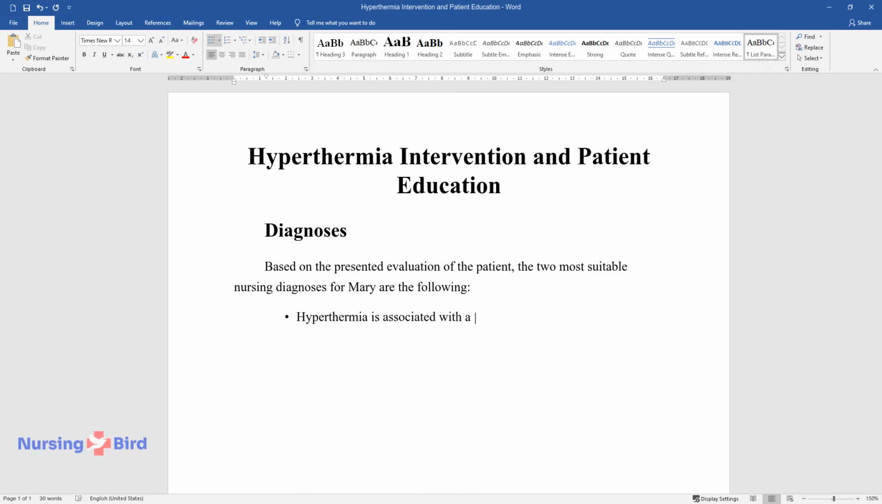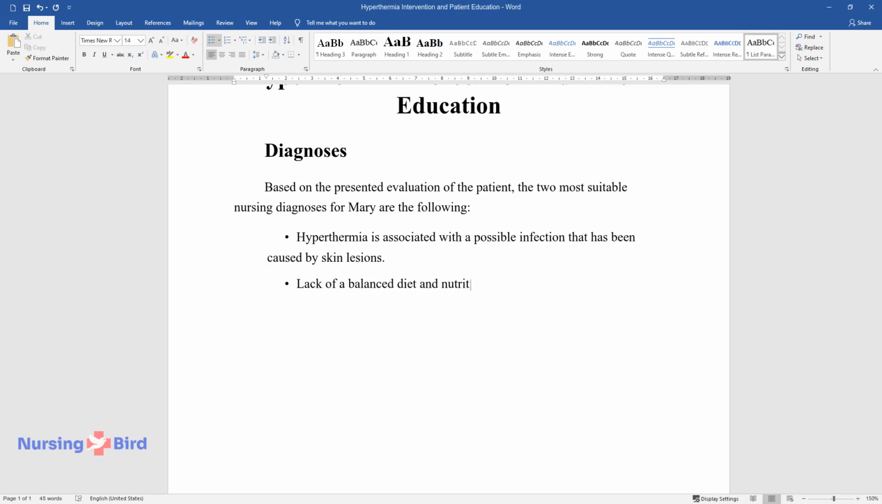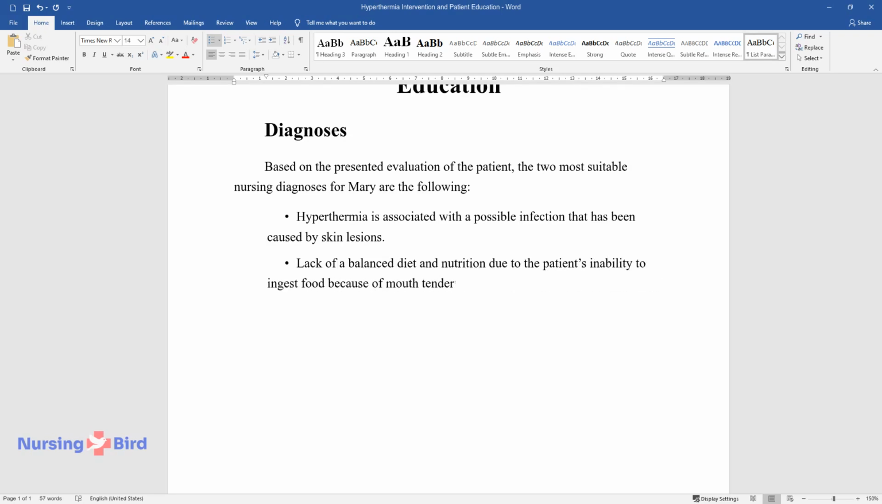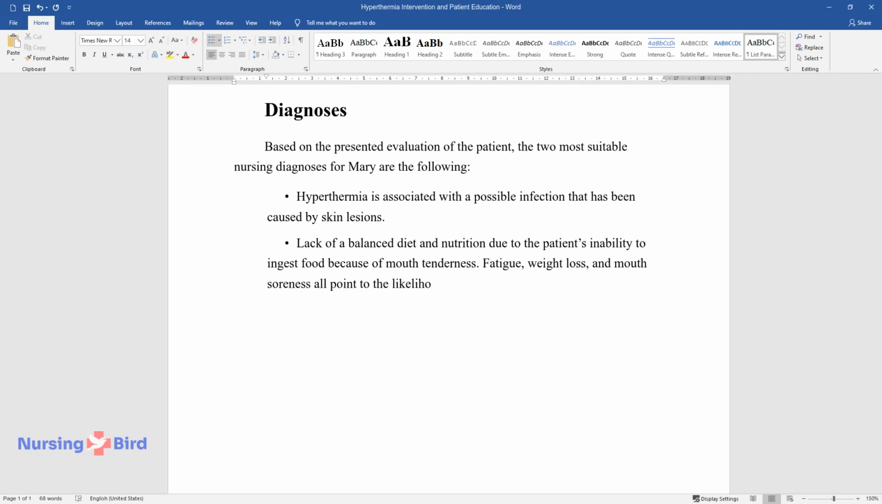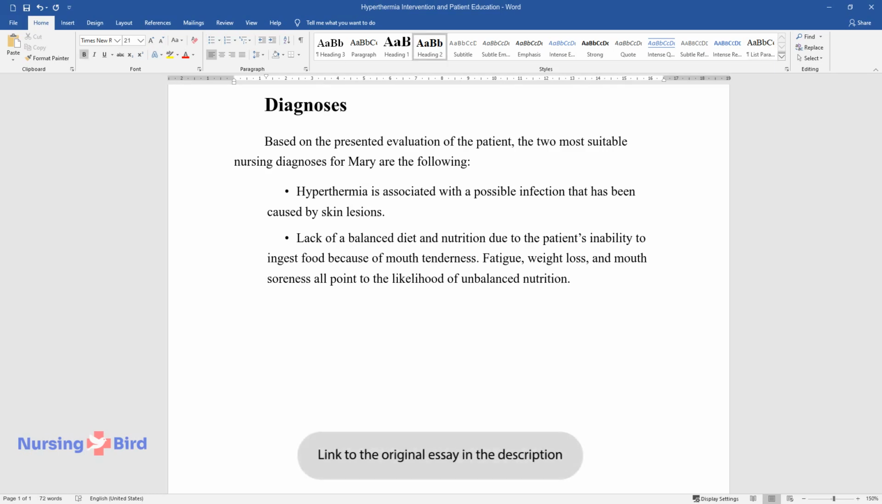Hyperthermia is associated with a possible infection that has been caused by skin lesions. Lack of a balanced diet and nutrition due to the patient's inability to ingest food because of mouth tenderness. Fatigue, weight loss, and mouth soreness all point to the likelihood of unbalanced nutrition.